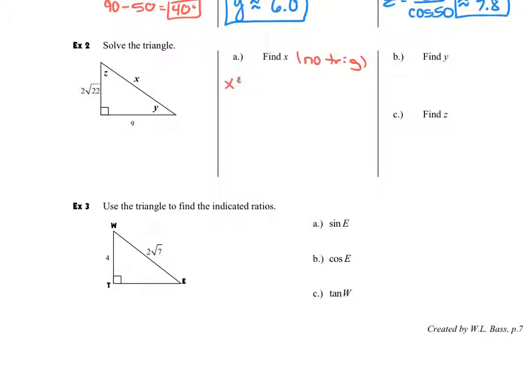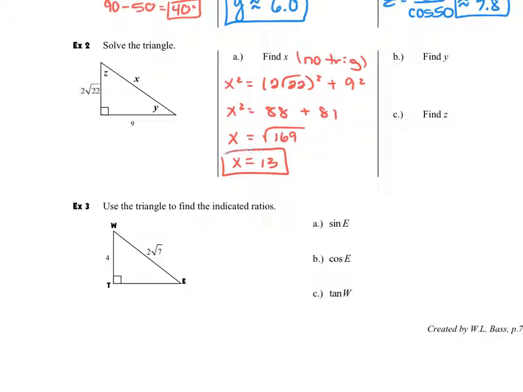So we'll have our x squared equals our 2 square root of 22 squared, plus our 9 squared. So my 2 square root of 22 squared is really a 4 times 22, or 88, plus my 81. So my x is going to be the square root of 169. That, of course, is a nice 13. Okay. So we've got that nice 13, and we're all done on that.